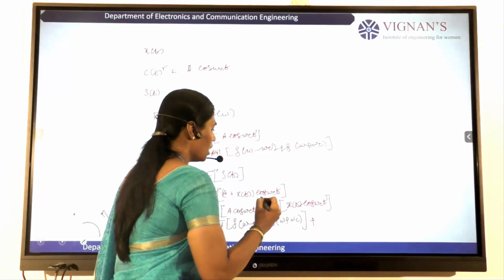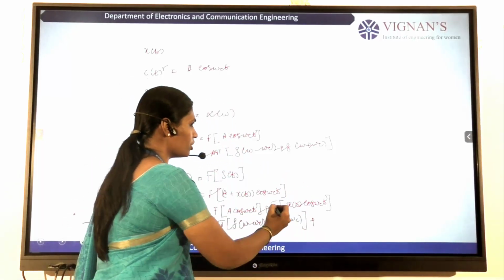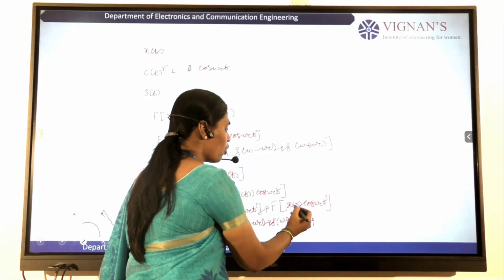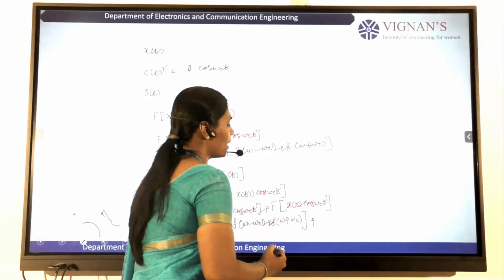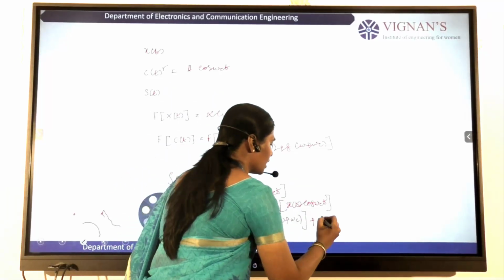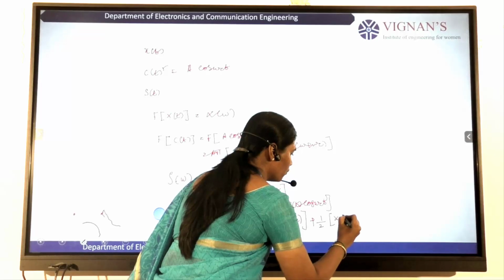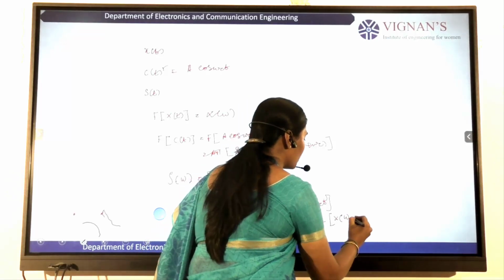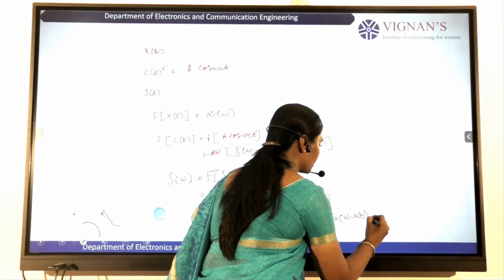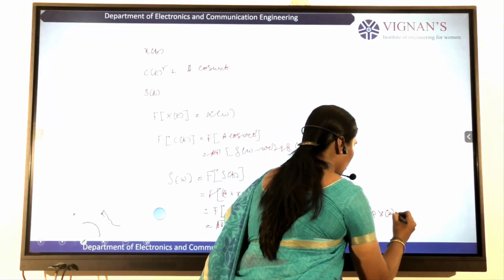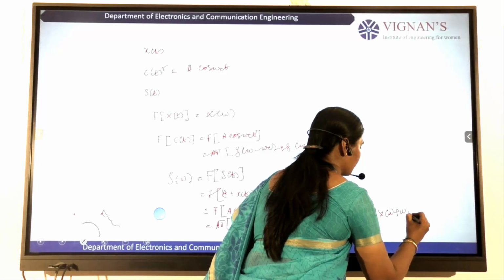Now we have to apply the Fourier transform to the second term. If we apply the Fourier transform to x of t into cos omega ct, this can be written as 1 by 2 times X of omega minus omega c plus X of omega plus omega c.